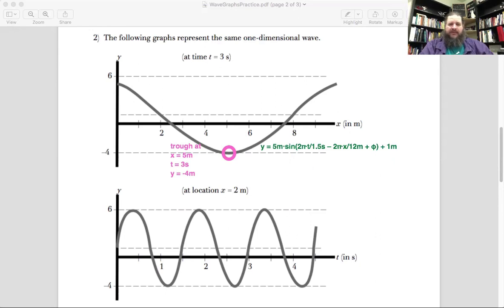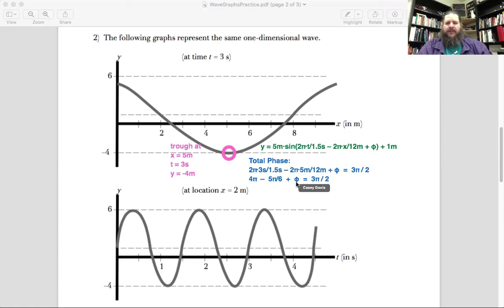And we will probably want to simplify things first, like 3 seconds over 1.5 seconds is just 2. Seconds cancel out. So 2 pi times 2 would be 4 pi, minus meters and meters cancel out. 2 times 5 would be 10 over 12, so that'll just be 5/6. Plus the unknown phase shift equals 3 pi over 2.